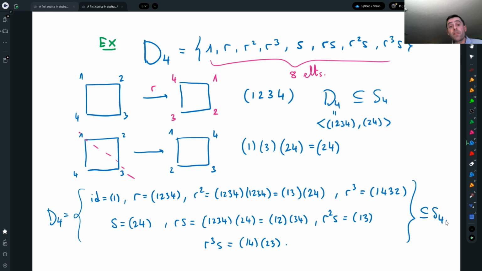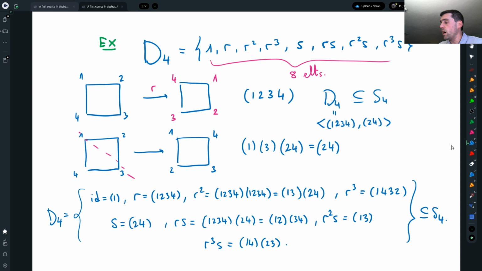And now you can check that this is in fact a subgroup of S4. If you do any other product of these elements of S4, you can see that this is closed under multiplication, and there are inverses and so on and so forth. So it is indeed a subgroup, and it's a quite interesting subgroup of S4. S4 has 4 factorial elements, but D4 has only 8 elements, so this is not all of S4.